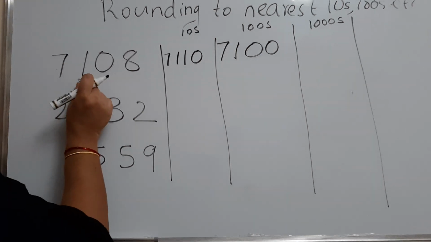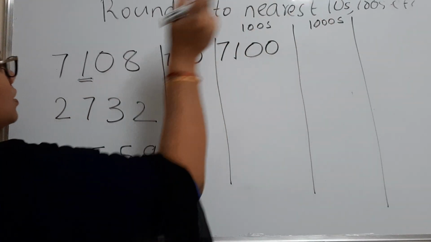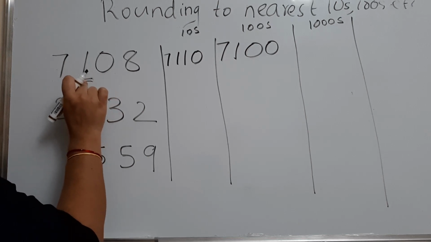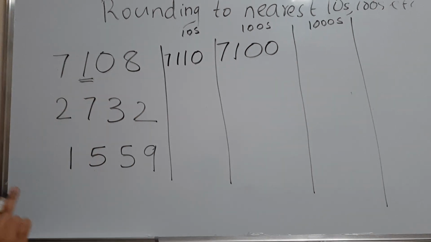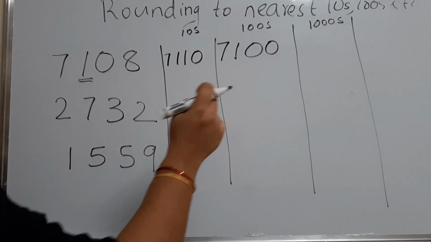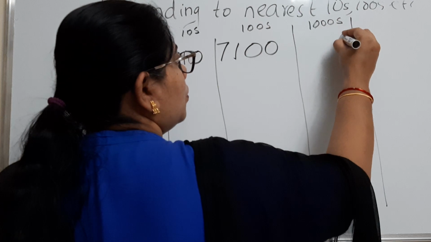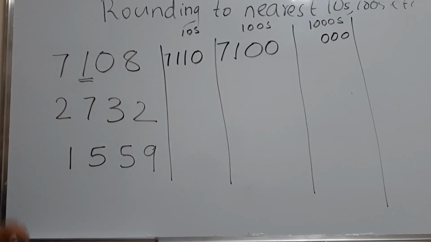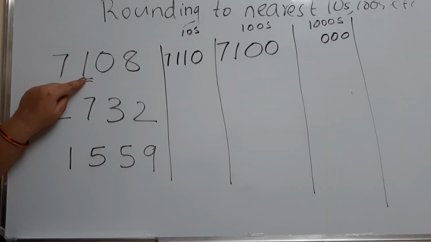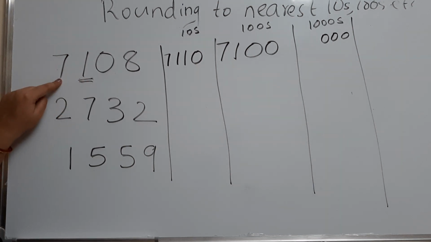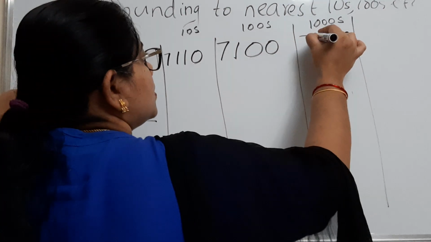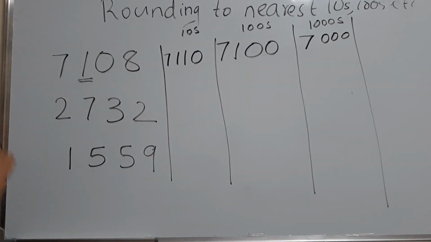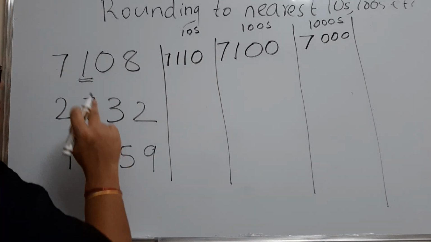So here, rounding to the nearest thousands means you check the hundreds place. Here the hundreds place is 1, so less than 5. So thousands means you put 3 zeros. Since the hundreds place is less than 5, the 7 remains the same. So our answer is 7000. Now coming to the next question.